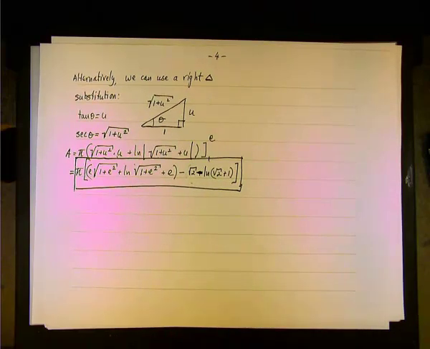Okay, again, the reason I don't use absolute value is because everything is positive here. The argument of the natural log is positive, so I'm good here.